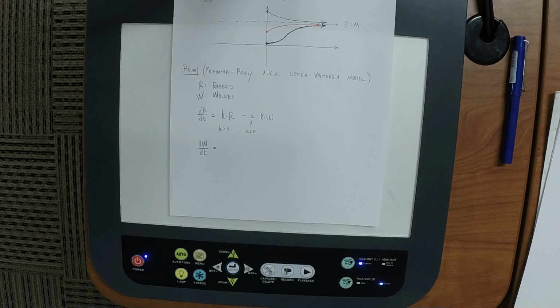So what do you think? Sorry? Instead of what minus, it's a plus.